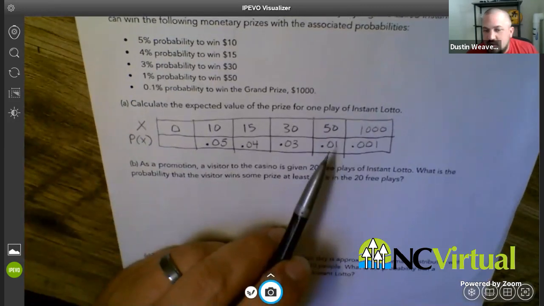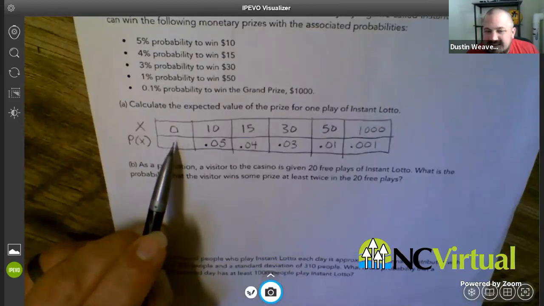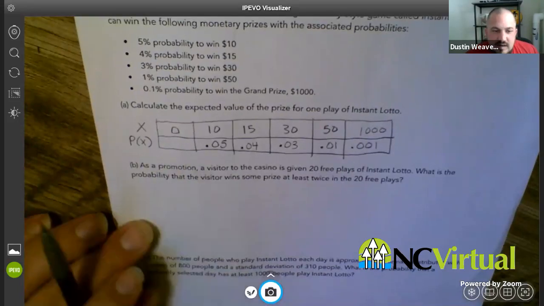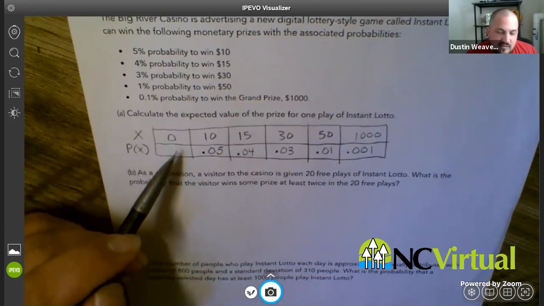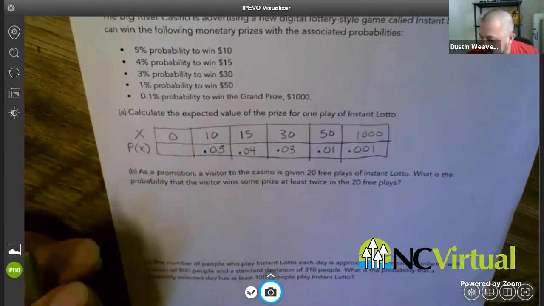Now, one thing I'm missing real quick is, what's the chance of not winning anything at all? What would be the chance of not winning at all? So they give us the probability of winning, but what's the chance of winning $0? So can you add those up and subtract them from 1?